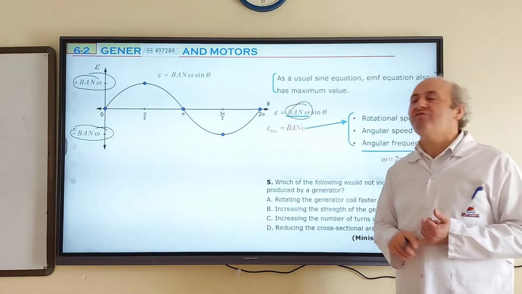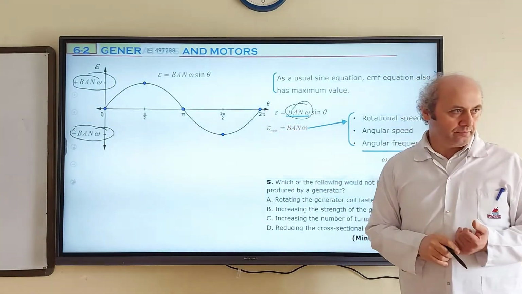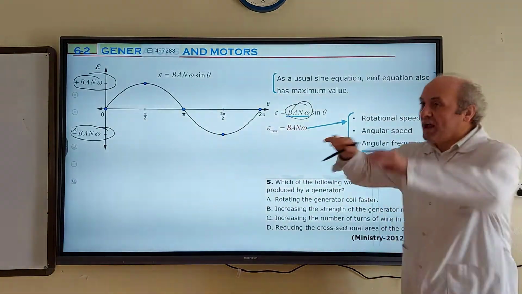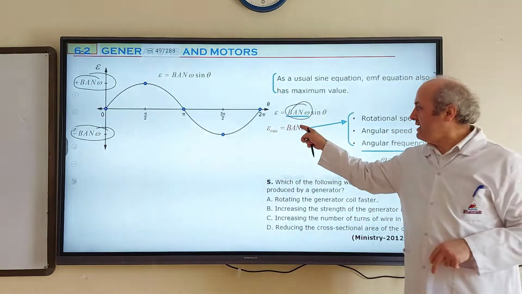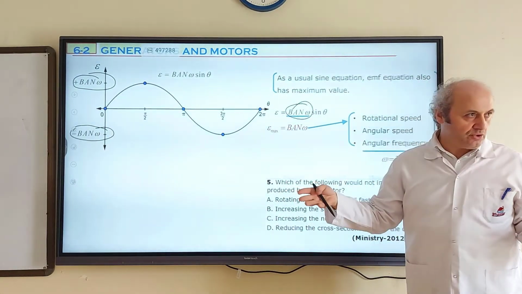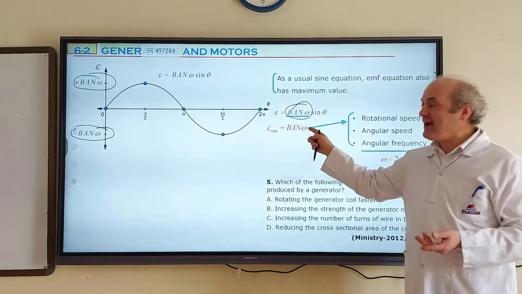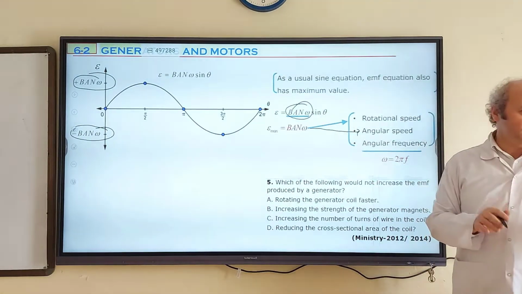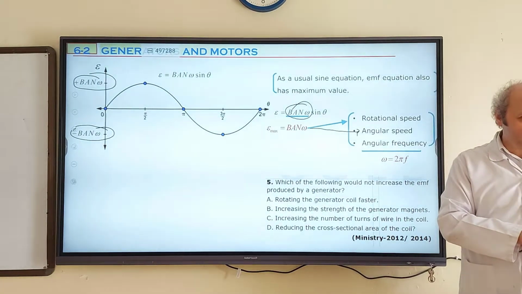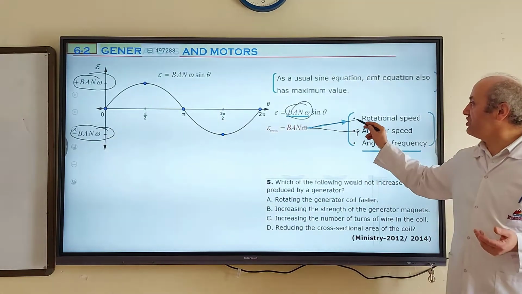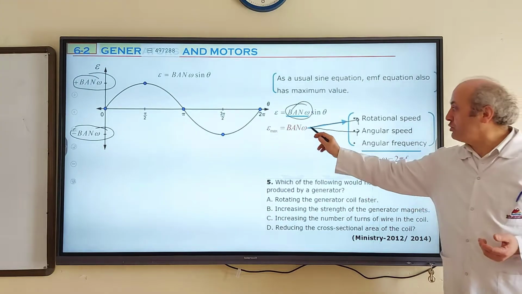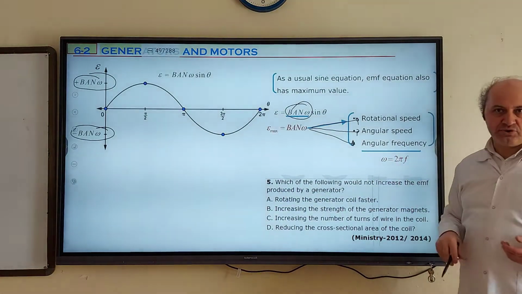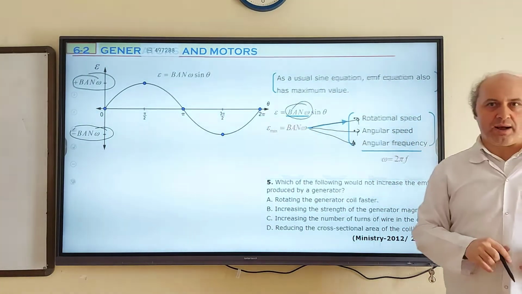B is the magnetic field intensity of the coil of the generator. A is the area of the coil. N is the number of turns, the number of loops of the coil. Omega is the angular speed of the coil. But in this section, there are two more names you are going to read about omega: rotational speed and also angular frequency. These three are all defined by omega.